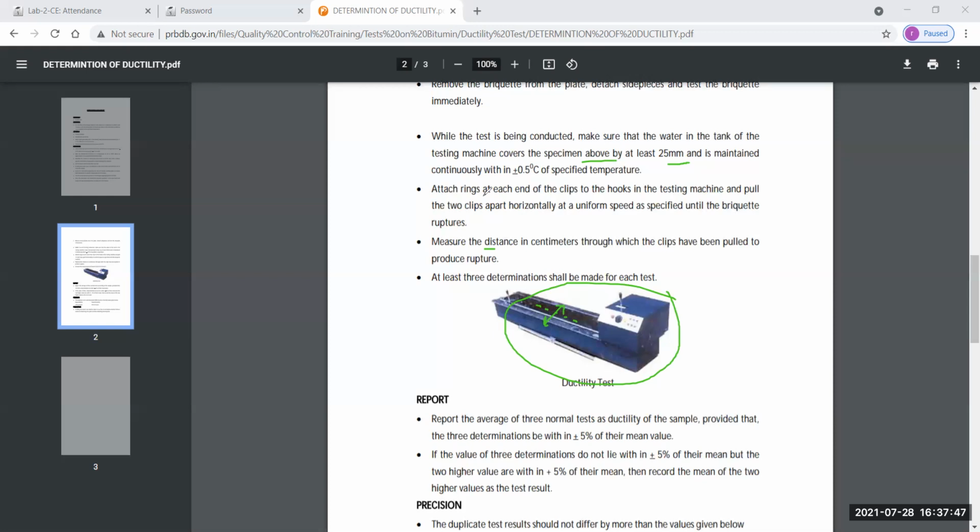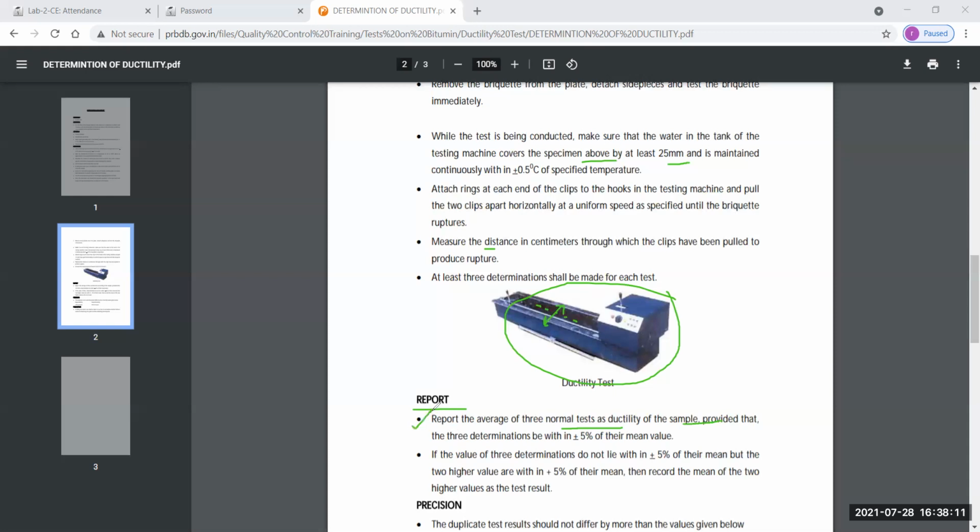Next point, measure the distance in centimeters through which the clips have been pulled to produce rupture. Next, at least three determinations shall be made for each test. This is the report. So, report the average of three normal test ductility of the sample, provided that the three determinations be within plus minus 5% of their mean value.